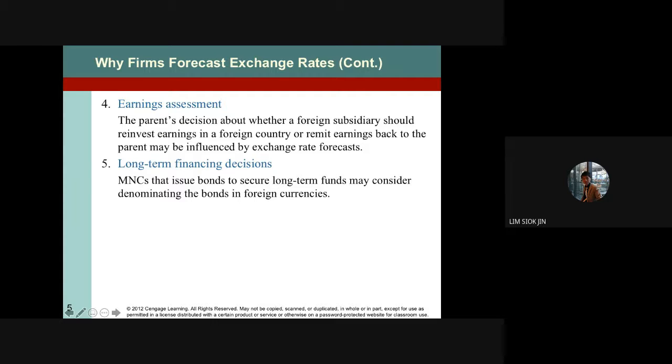And then next is earnings assessment: whatever they earn from a foreign country, should it remain in the foreign country or should it be taken back to the home country? It's like AirAsia making a lot of profit in Thailand or India.